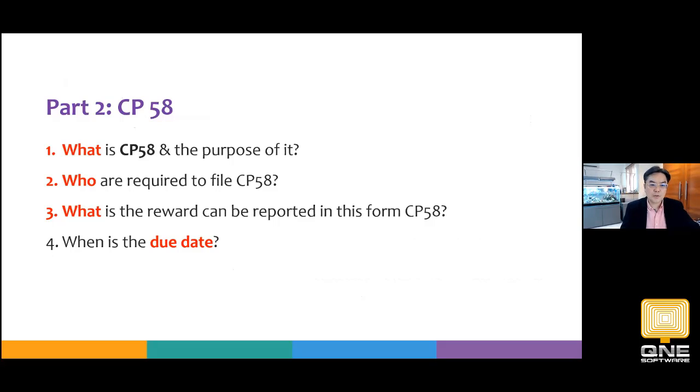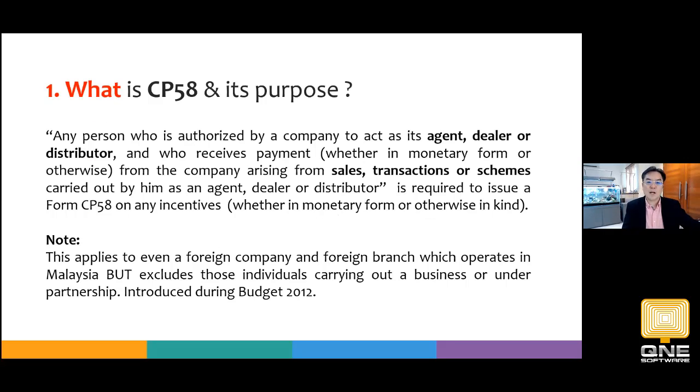I'm going to go through the CP58 now. This is part 2 of our sharing. So what is CP58? CP58 is for any person who is authorized by a company to act as an agent or a dealer, including distributor, who receives payment in monetary or non-monetary terms. Of course, the payment must relate to sales, must relate to your business transaction.